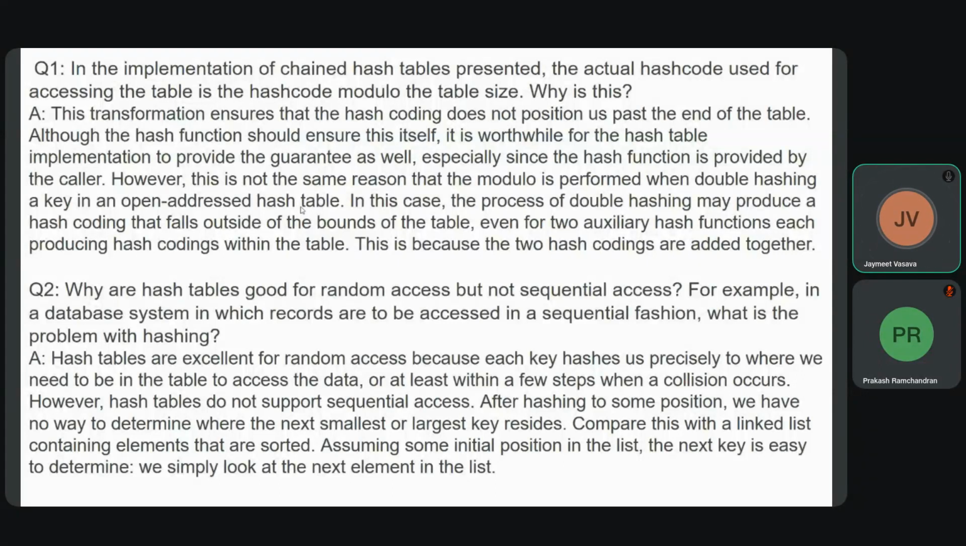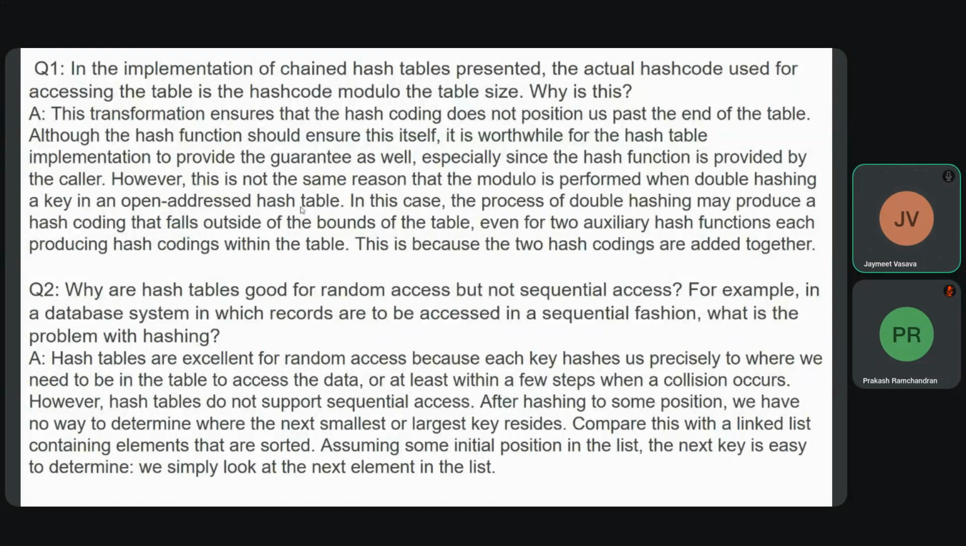However, it is not the same reason that the modulo is performed when double hashing. The process of double hashing may produce a hash coding that falls outside the bounds of the table, even for two auxiliary hash functions, each producing hash coding within the table. This is because the hash codings are added together.